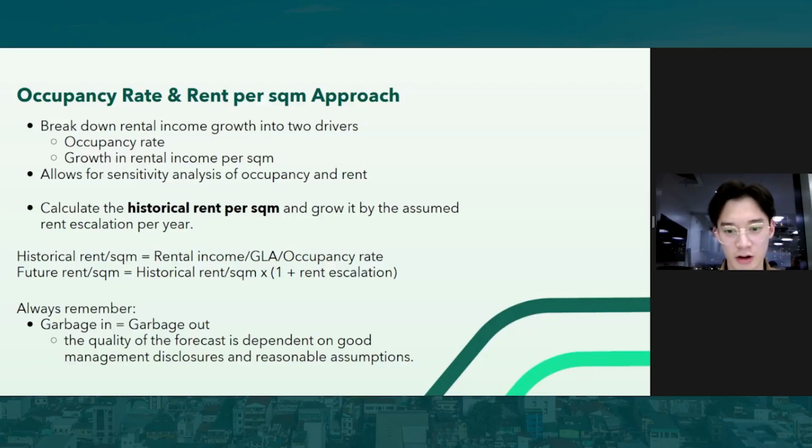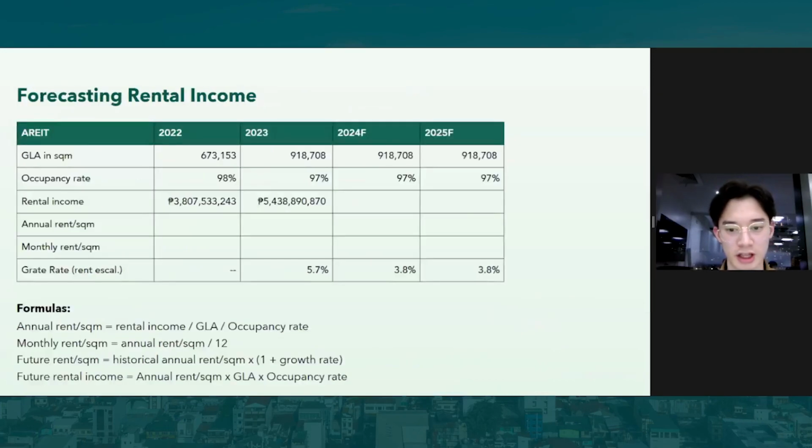On the next slide, I have an example of how to calculate that. So when you start, you would need to get the historical GLA per square meters, the occupancy rate, and the rental income. So this is for A-REIT. For 2022 and 2023, we have that data available, so it's shown there. To keep things simple for this model, we'll just assume that for 2024 and 2025, the GLA and occupancy rate remain stable.